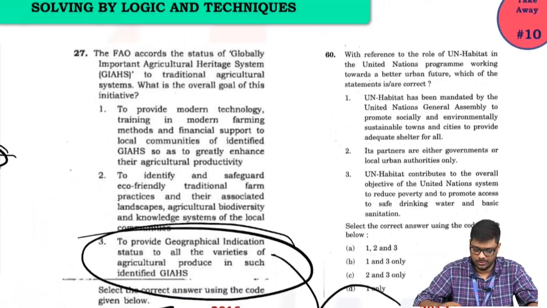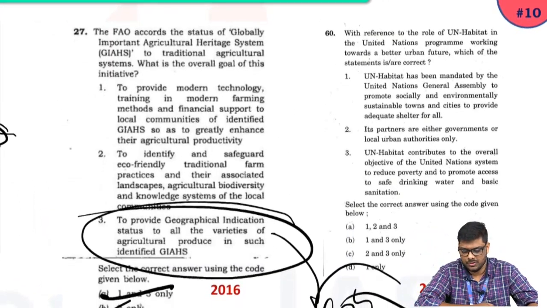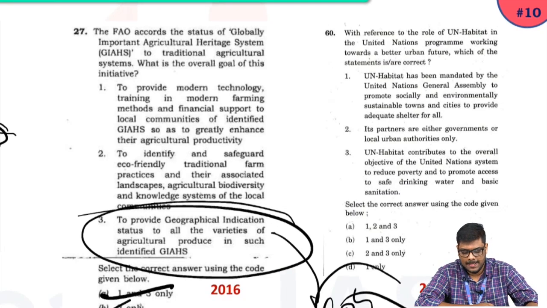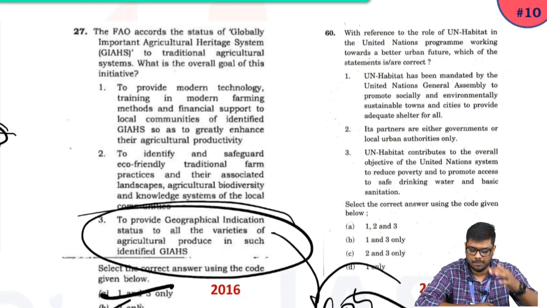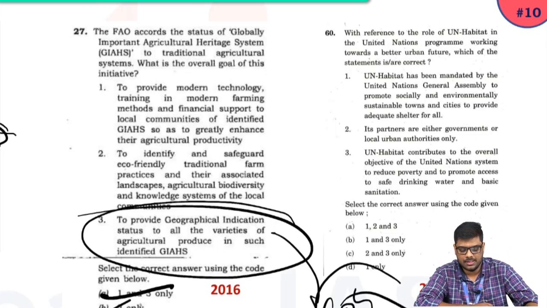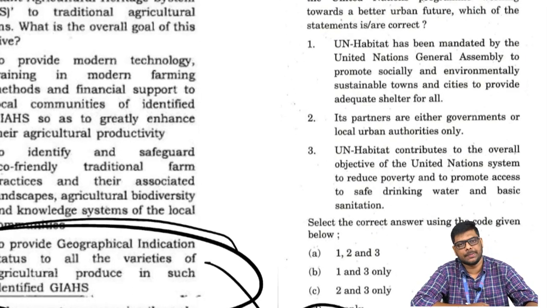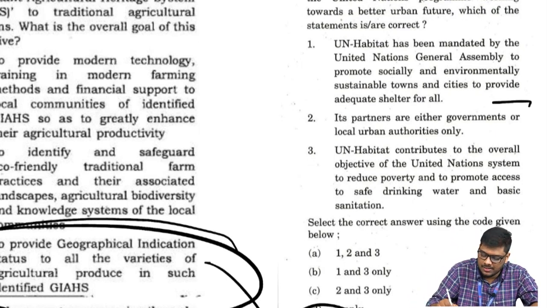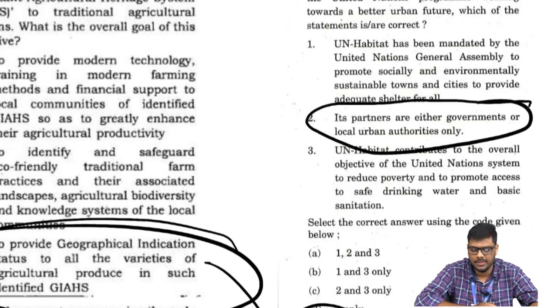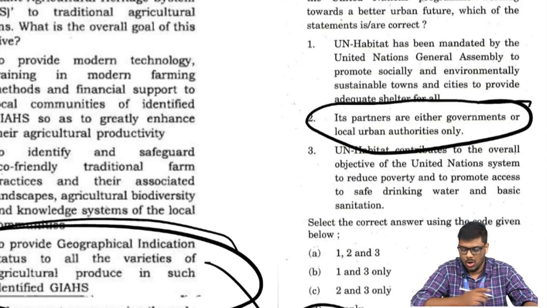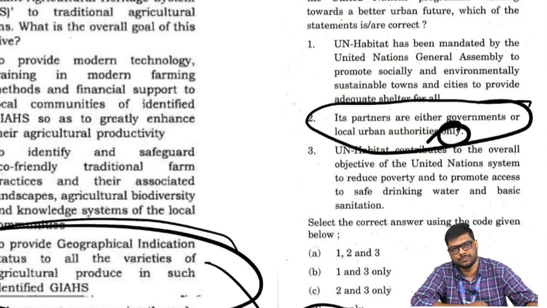And this question also: with reference to the role of UN Habitat in the United Nations program working towards a better urban future, which of the statements is or are correct? Identify any rotten tomato there. Can you identify any rotten tomato there? Its partners are either governments or local urban authorities only. Only is a rotten tomato.